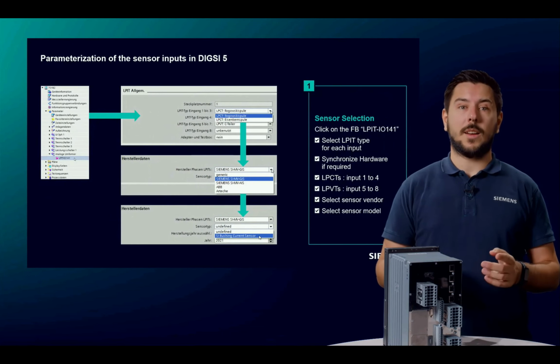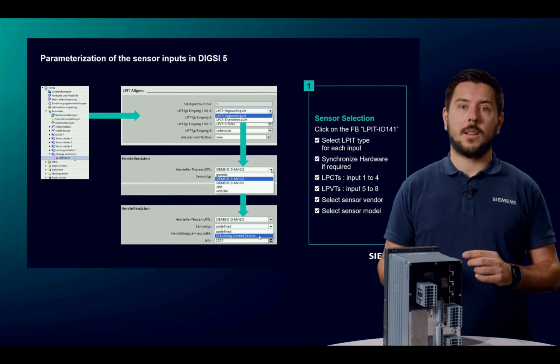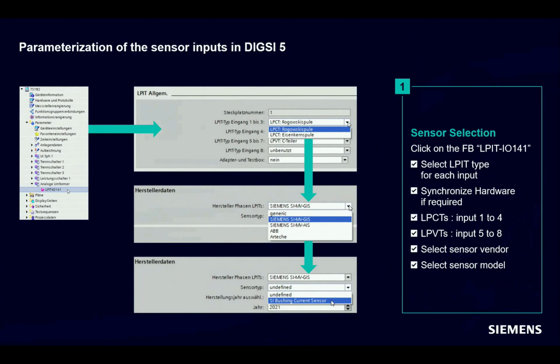First of all, the function block called LPIT IO141 is automatically added in each 7SY82. This is where the setting of the measurement inputs takes place. First of all, the type of sensor used must be assigned to the input groups. As described at the beginning, there is a choice between Rogowski coil and iron core coil for current measurement, and resistive or capacitive divider for voltage measurement.